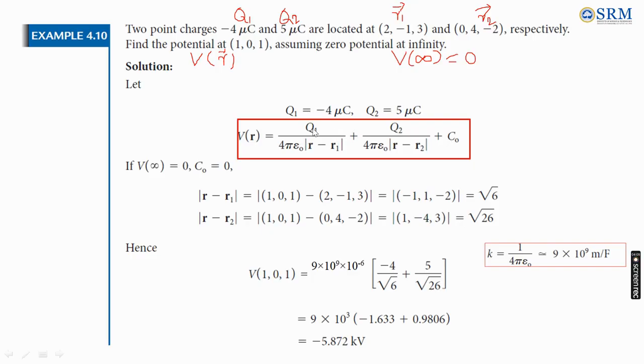So q1 and q2 are given. The r vector and r1 vector are given. I just have to find the magnitude. We already know how to find it, and after finding it, we are going to substitute here.